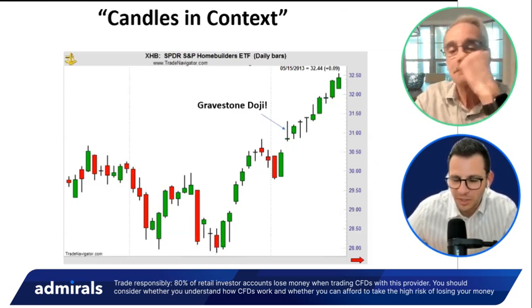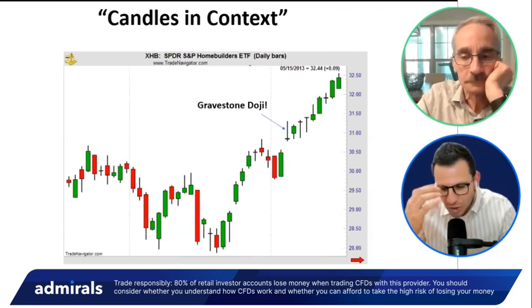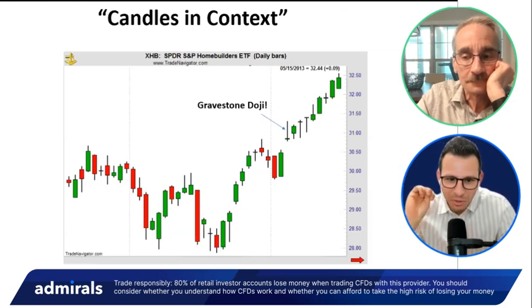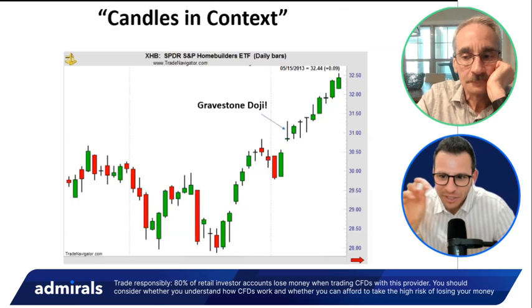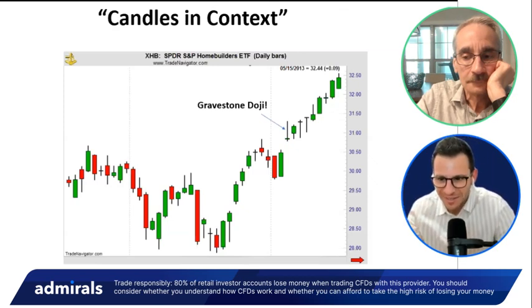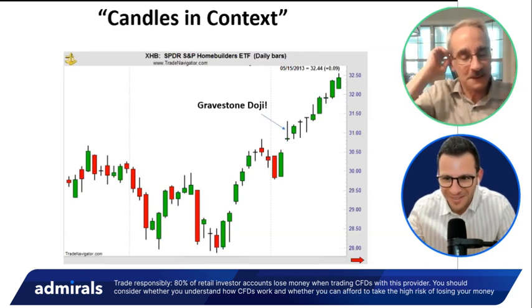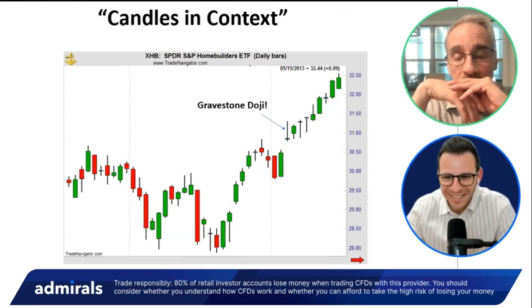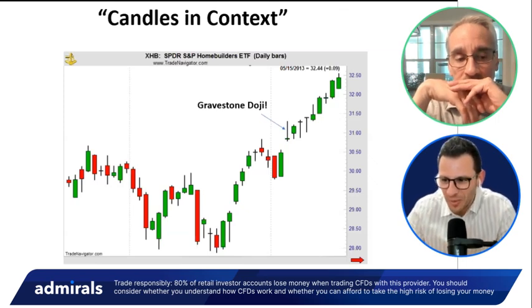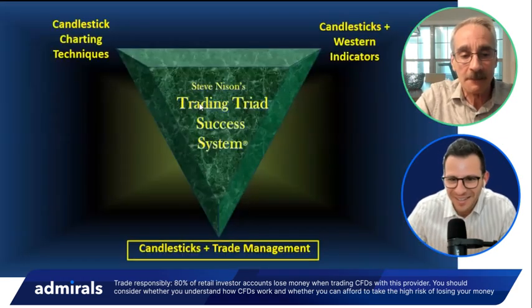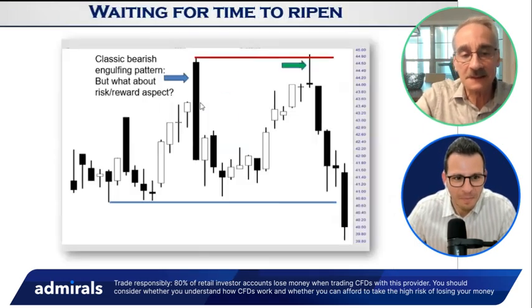Another question. In your book, you mention that the Japanese trade like market chameleons, and you have to be a market chameleon. Yeah, they adapt. What does it mean for traders? How can they be a market chameleon? All right. So, adapting to the market.